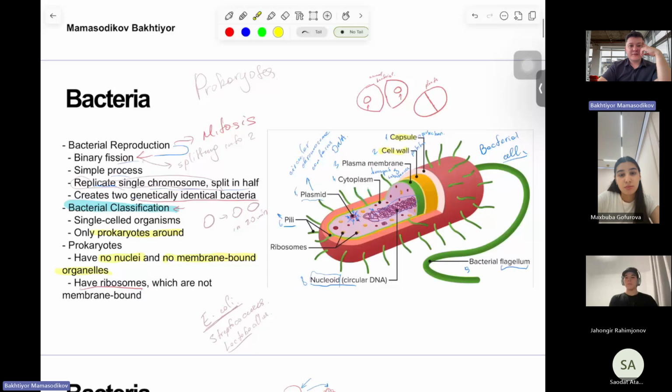Okay, Mahbuba. I don't know either. It's called ribosomes, sticking to the surfaces, Jahangir. Really? Which structure of the bacteria helps them to stick to the surfaces or to other cells?